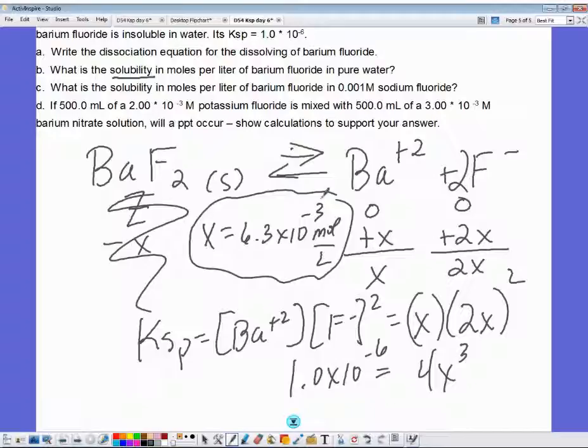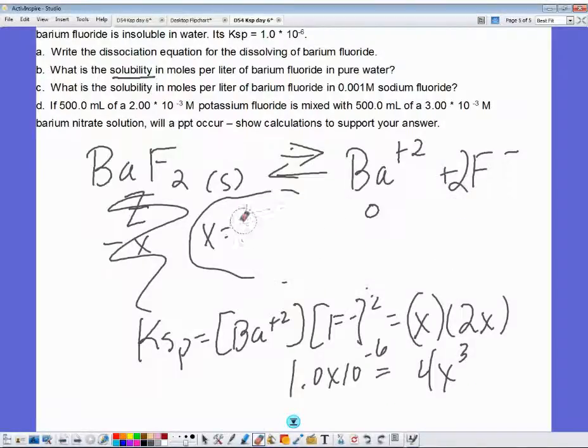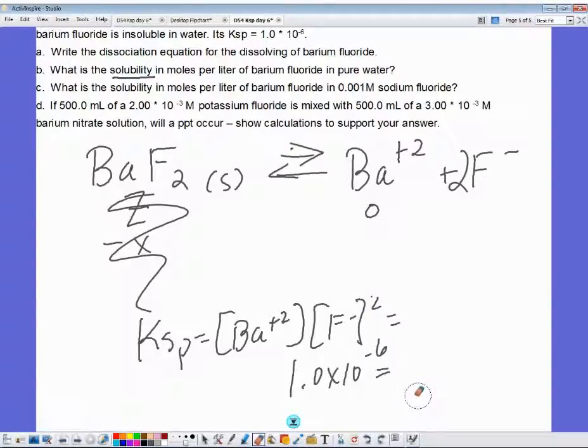How do I do C? C is very similar, except C says we don't have 0 fluoride, we have an amount of fluoride. So we just change it, not here at all. We change it right here. We change this to be 0.001 molar because we added the barium fluoride to a sodium fluoride solution. So there's already fluoride floating around. Why am I not worried about sodium? Because he's a spectator. We throw him out the window. We don't worry about him. I still have minus x, plus x, and plus 2x.